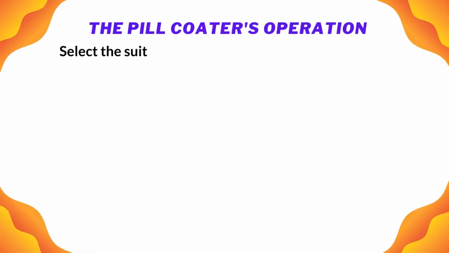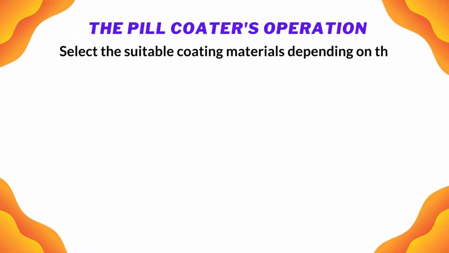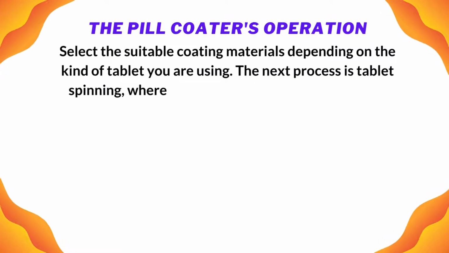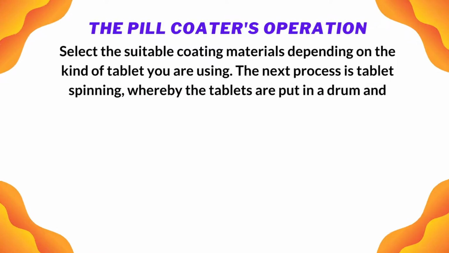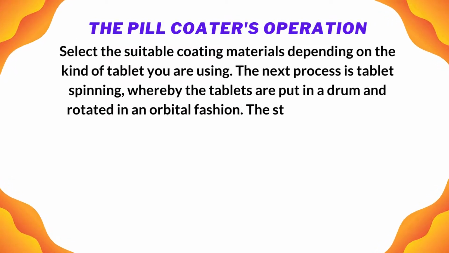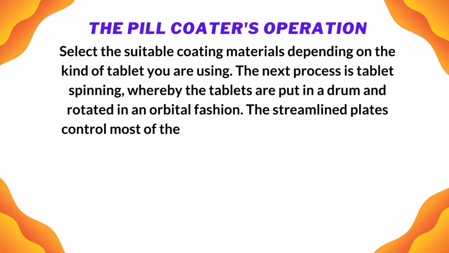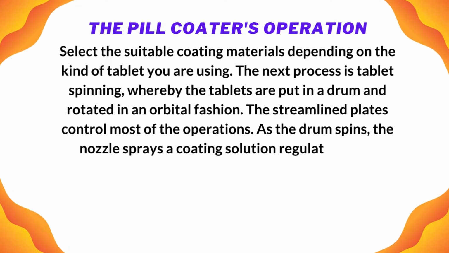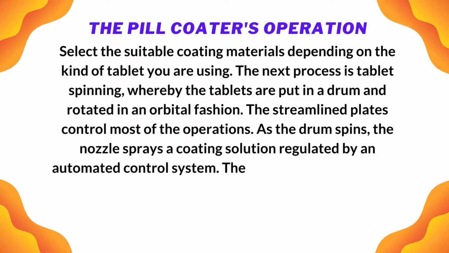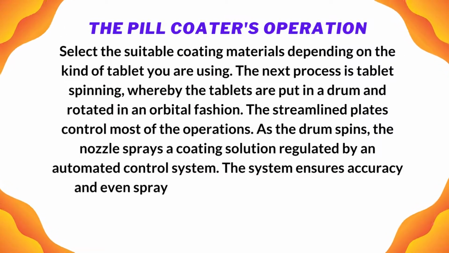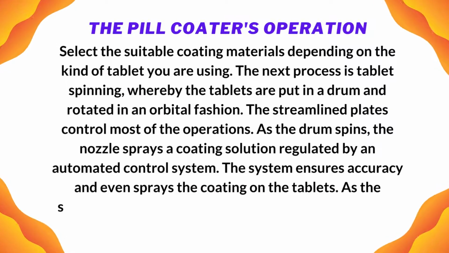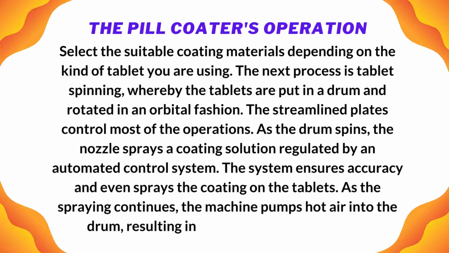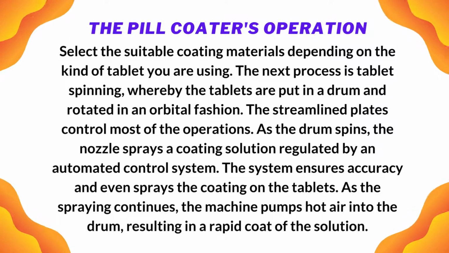The pill coater's operation. Select the suitable coating materials depending on the kind of tablet you are using. The next process is tablet spinning, whereby the tablets are put in a drum and rotated in an orbital fashion. The streamlined plates control most of the operations. As the drum spins, the nozzle sprays a coating solution regulated by an automated control system. The system ensures accuracy and even sprays the coating on the tablets. As the spraying continues, the machine pumps hot air into the drum, resulting in a rapid coat of the solution.